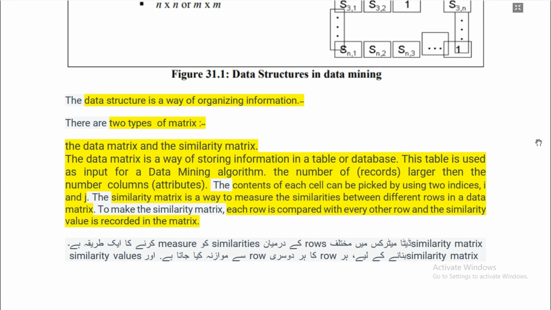The number of records is larger than the number of columns (attributes). The contents of each cell can be picked by using two indices, i and j. The similarity matrix is a way to measure the similarities between different rows in a data matrix. To make the similarity matrix, each row is compared with every other row and the similarity value is recorded in the matrix.